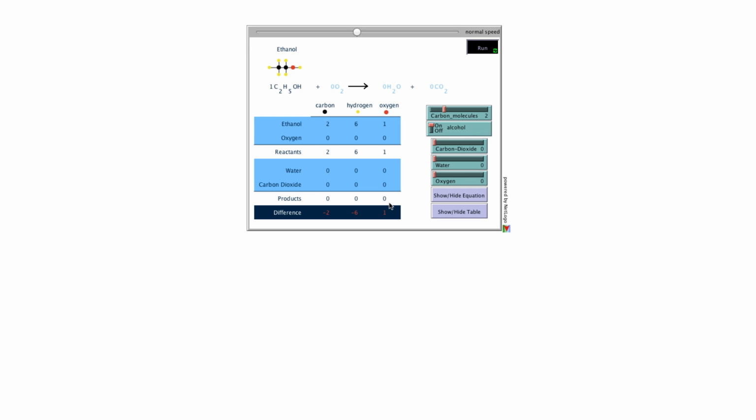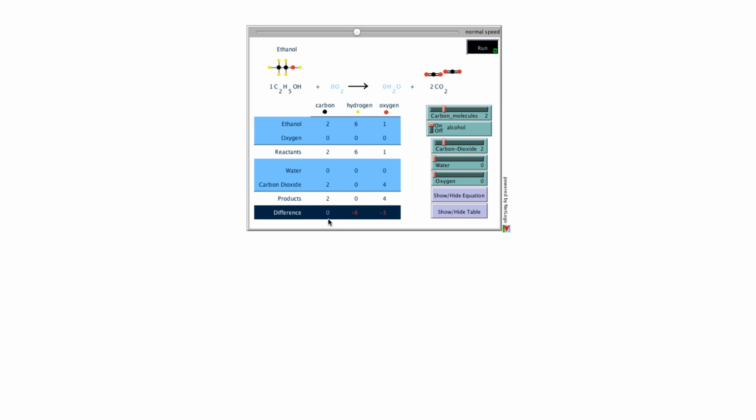Following the order carbon, hydrogen, then oxygen, the first step is to add carbon dioxide molecules until there are the same number of carbon atoms in the products as in the hydrocarbon. In the case of ethanol, this is 2. With 2 carbon dioxide molecules, the difference between the product and the reactants is 0. The equation is now balanced for carbon.